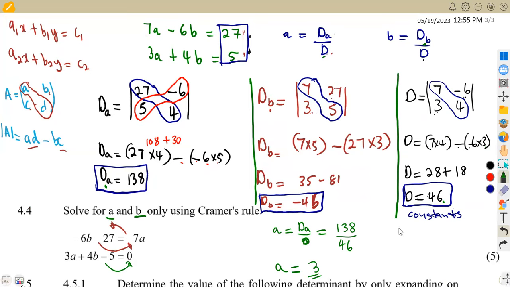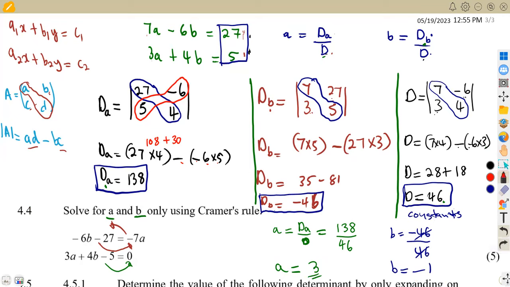It's the same thing with B. If you use the same approach, B, like we said, is the determinant with respect to B over the determinant of constants. The determinant with respect to B is negative 46. So that's negative 46 over 46 in this case, which means our B is going to give us negative 1. So we have the value of A, which is 3, and also the value of B, which is negative 1.